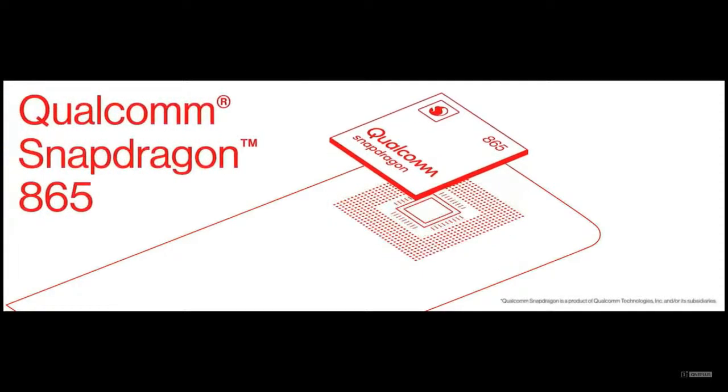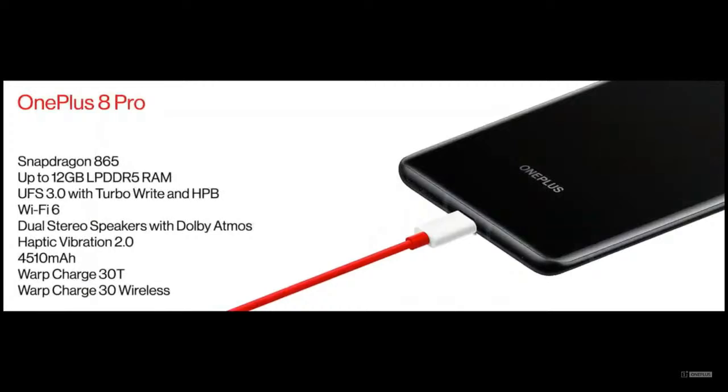And now let's dig into the rest of the specs. The OnePlus 8 Pro is powered by the Snapdragon 865 mobile platform. It comes with up to 12 gigabytes of LPDDR5 RAM, which is almost 30% faster than the previous generation, with 20% lower power consumption. It also comes with up to 256 gigabytes of UFS 3.0 storage.